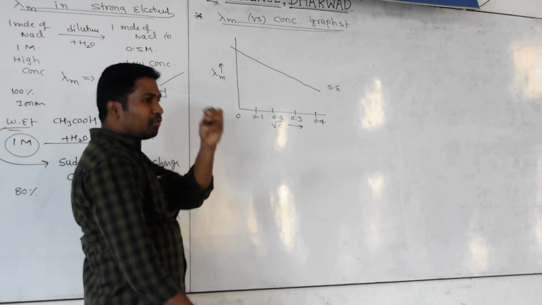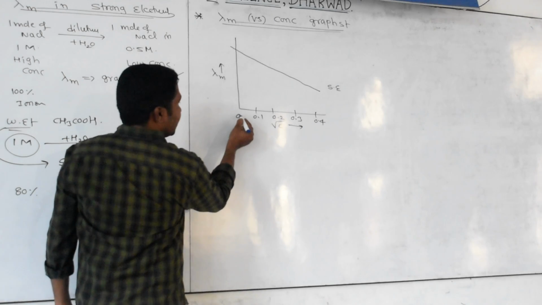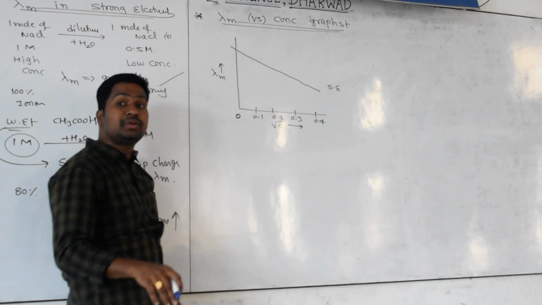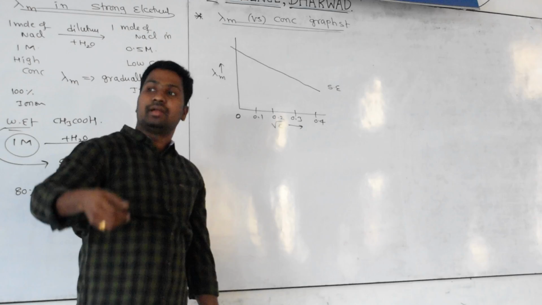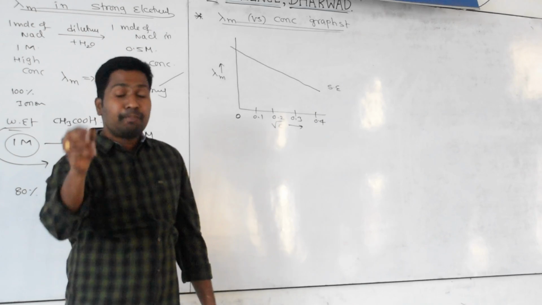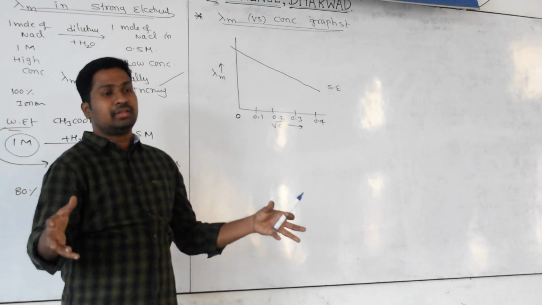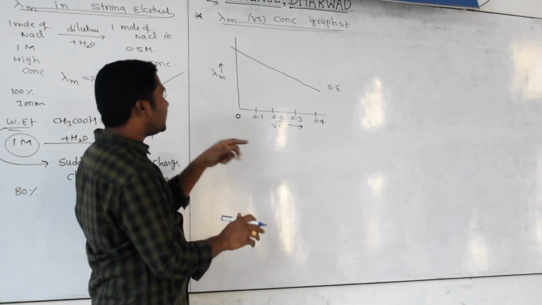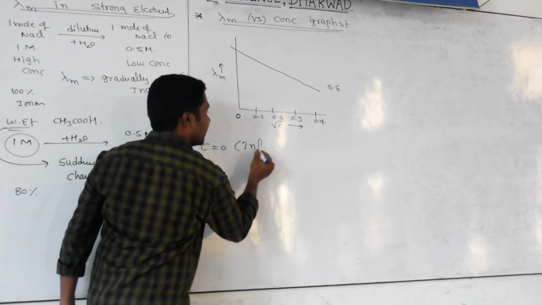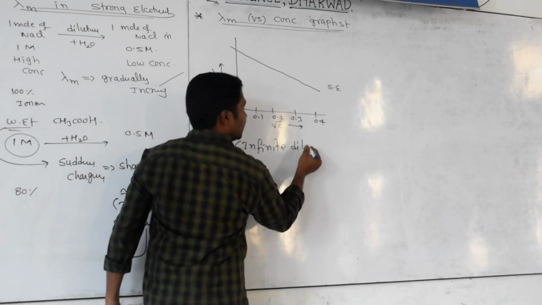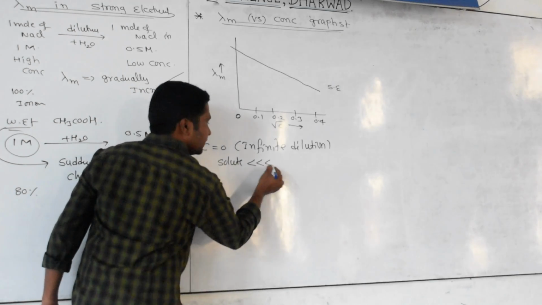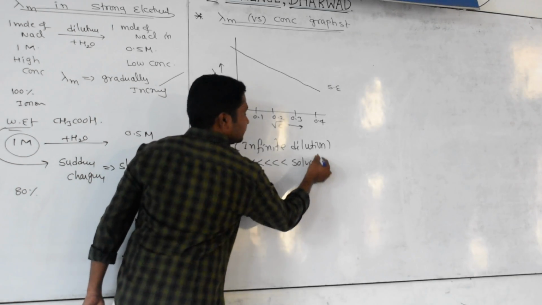From the strong electrolyte I want to check one important point. When its concentration is almost zero, what is that? Infinite dilution. Infinite dilution means you take one spoon of salt and throw it in one big pond of water. Can you feel the salt taste? You should not. Compared with the solute, the solvent will be huge. Then its concentration is almost taken as 0. I will write here: if C equals 0, it is called infinite dilution. Infinite dilution means the solute will be very small compared with the solvent.